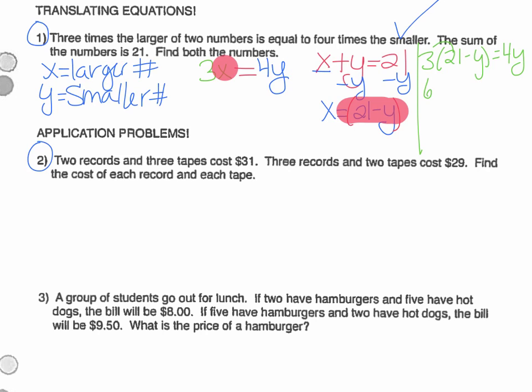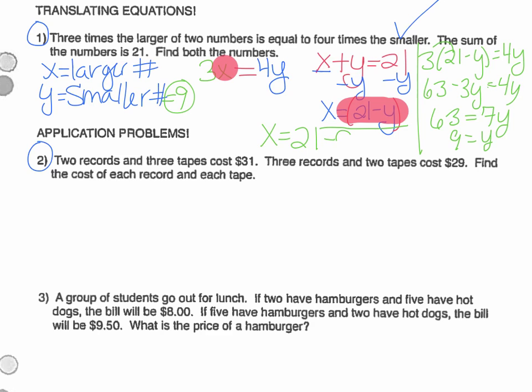So 3 times 21 would be 63 minus 3y is equal to 4y. Add the 3y to the other side, and so 63 is equal to 7y. Divide both sides by 7, and so y is equal to 9. So I know that the smaller of the two numbers is 9, but it did tell me to find both numbers, right? So if y equals 9, let me go back to this quick equation here and say, well, then what does x equal? x is 21 minus y, or 21 minus 9, which is 12.